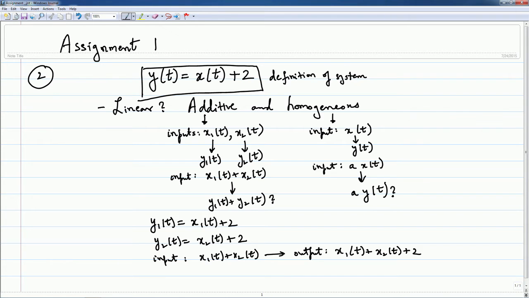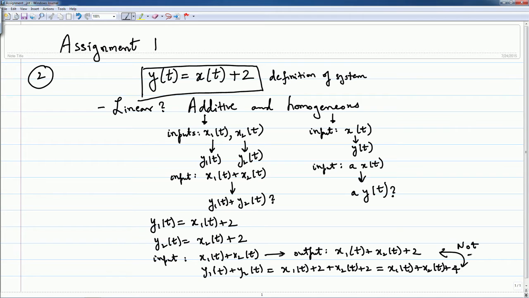Now, what is y1 of t plus y2 of t? Okay, we know what y1 of t is, it is x1 of t plus 2, y2 of t is x2 of t plus 2. So, y1 of t plus y2 of t is going to become x1 of t plus 2 plus x2 of t plus 2, and that is going to become x1 of t plus x2 of t plus 4. Okay. Now, one can compare these two expressions and say that these two are not equal.